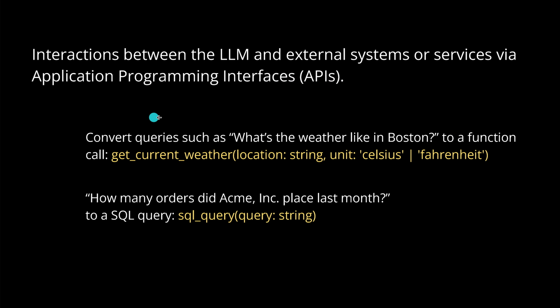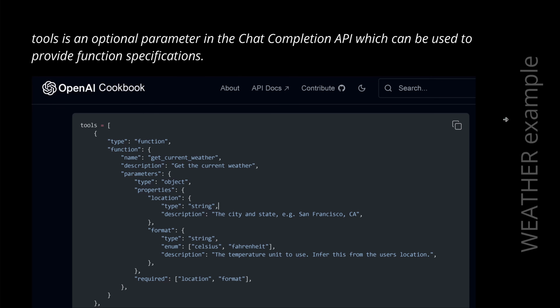For example, a query like, hey, what's the weather like in Boston? And you have a function call for the function get_current_weather, or you have a SQL query and a specific function call. We follow the OpenAI cookbook here, and the tools parameter is an optional parameter in the chat completion API, which can be used to provide the function specifications.